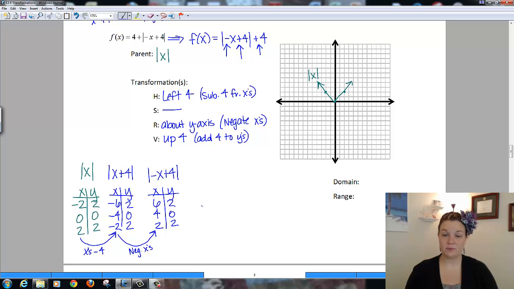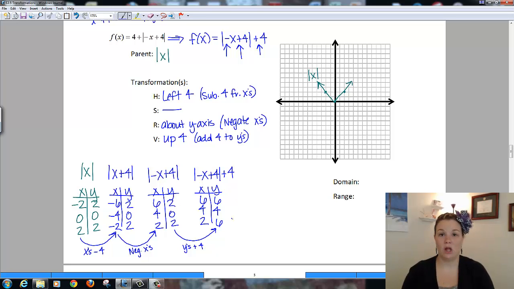And then my last transformation is to move it up 4. To move it up 4, now my function looks like absolute value of negative x plus 4 on the outside, which is my final function. I've done all my transformations, so this is the table I'll graph. To move it up 4, I'm going to take my y's from the previous table and add 4 to each of them. So my x's stay the same, 6, 4, 2. My y's, when I add 4, 2 plus 4 gives me 6, 0 plus 4 gives me 4, and 2 plus 4 gives me 6.